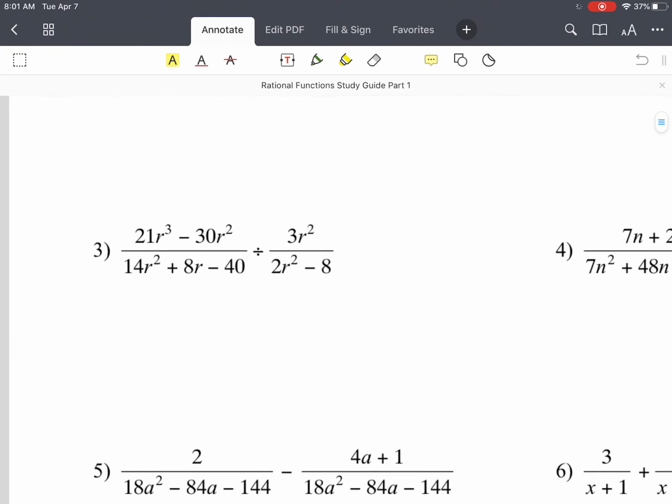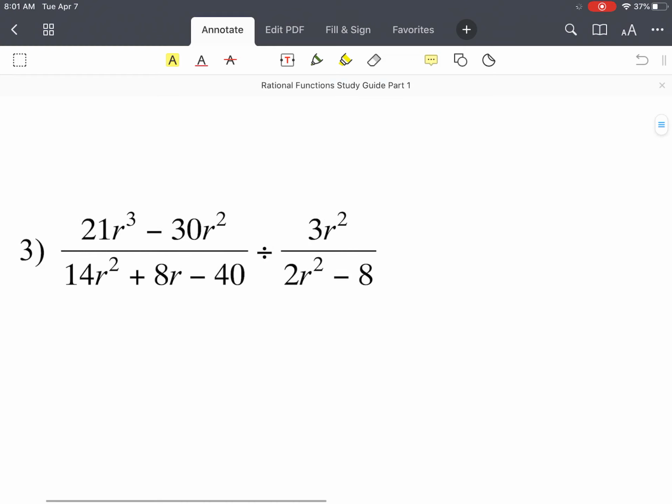Alright, so let's start with question number 3. The instructions say to simplify. I am being told to divide these two fractions. Remember, when you divide by a fraction, that's just leave, change, flip. That's multiplying by the reciprocal. So what we're going to do is, first of all, factor these things.